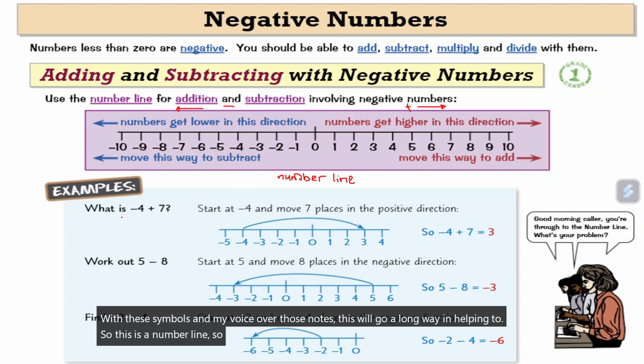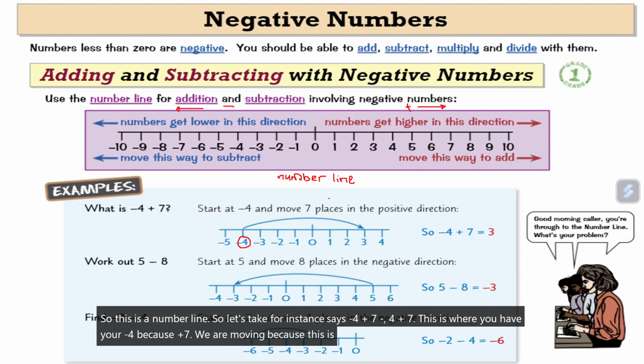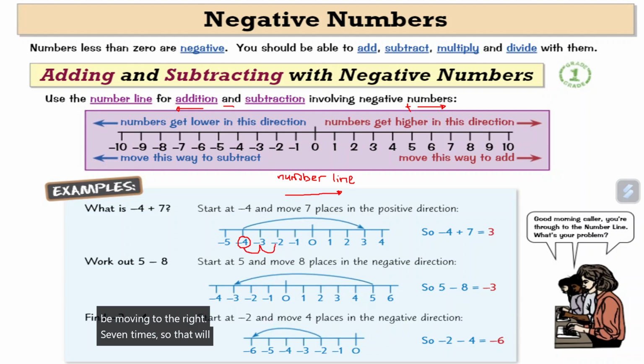So let's take for instance, -4 plus 7. This is where you have your -4. Because it's plus 7, and this is positive, you are moving to the right 7 times. So that will be 1, 2, 3, 4, 5, 6, 7. You can see, -4 plus 7 is 3.